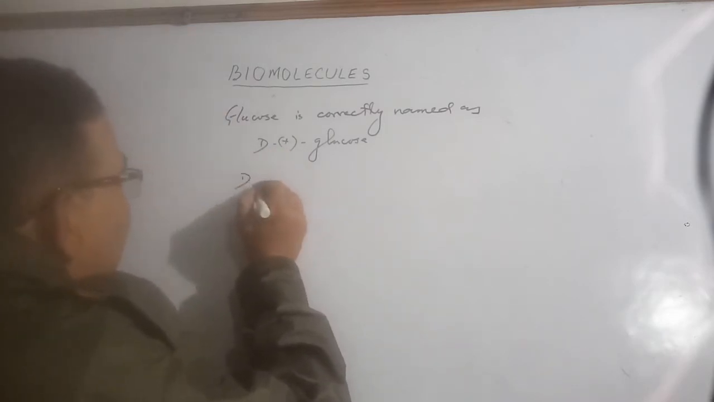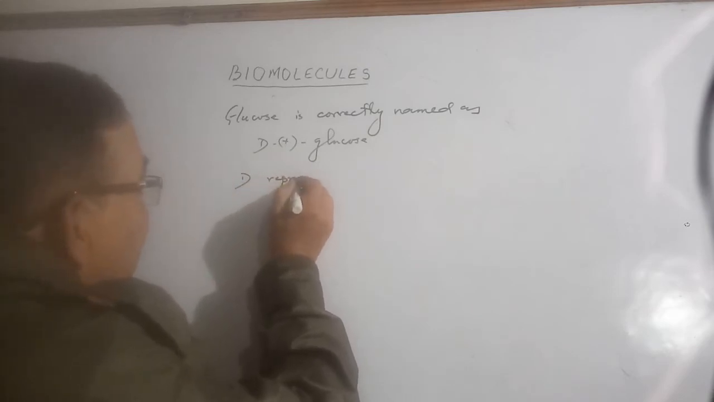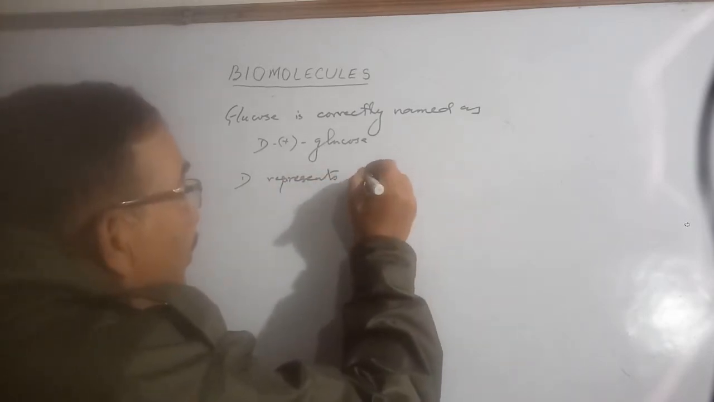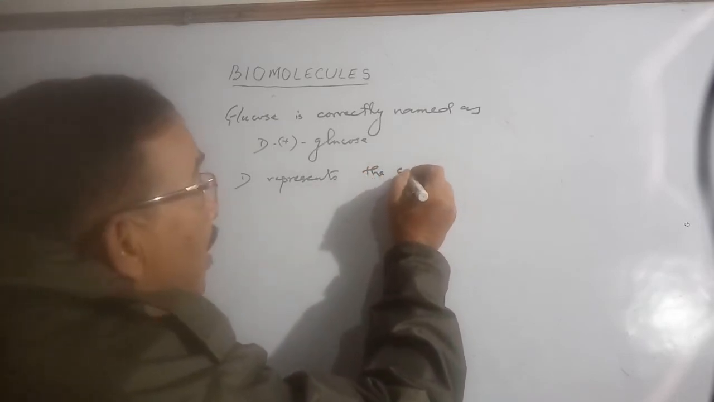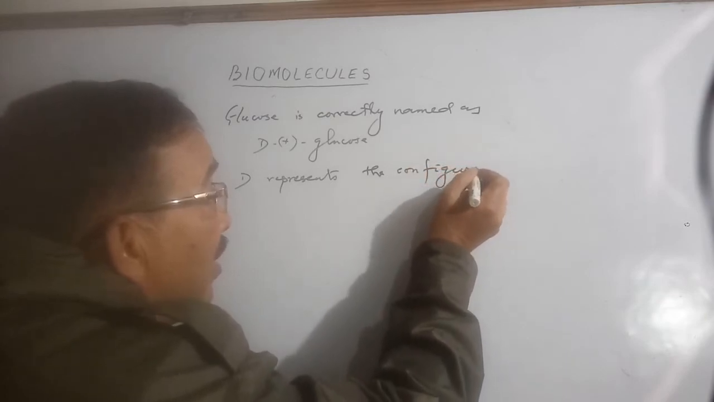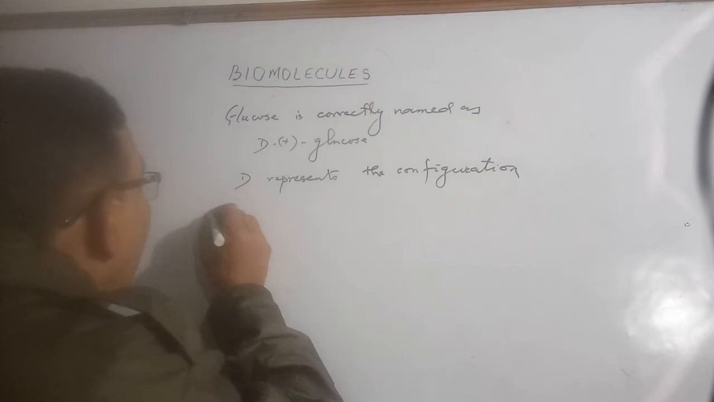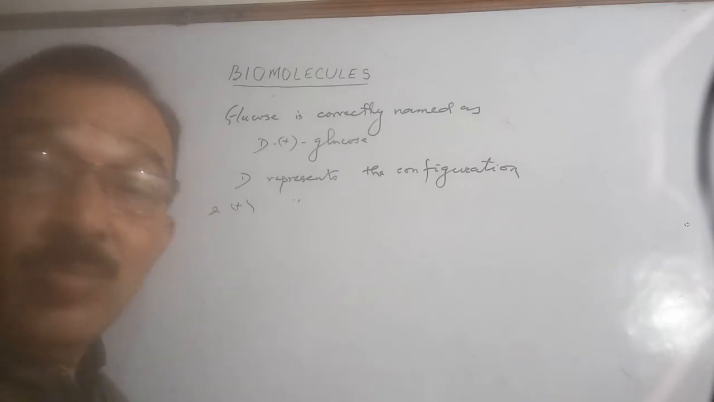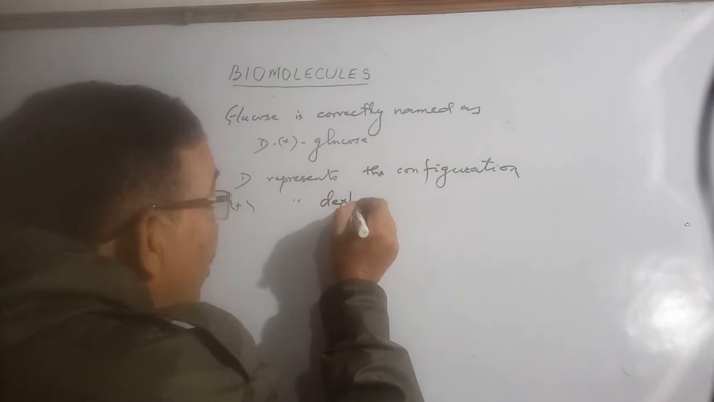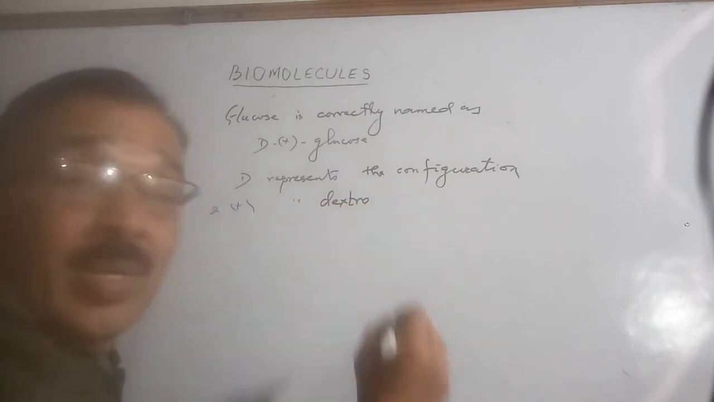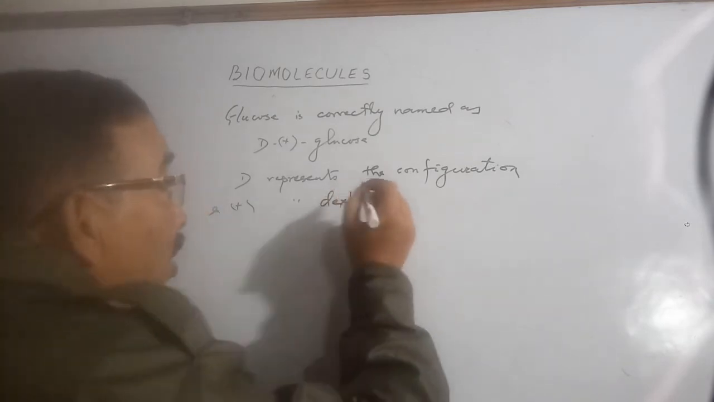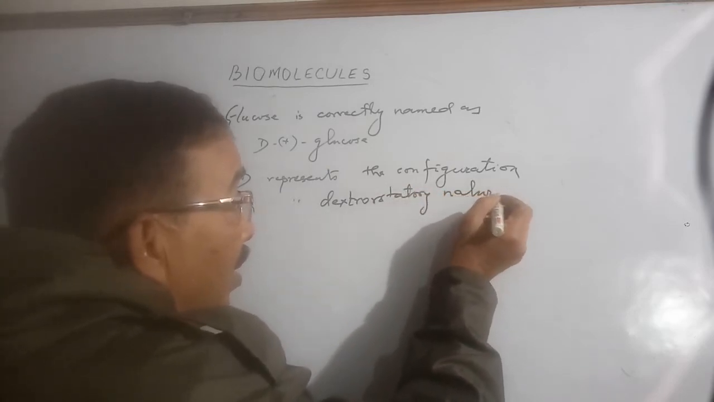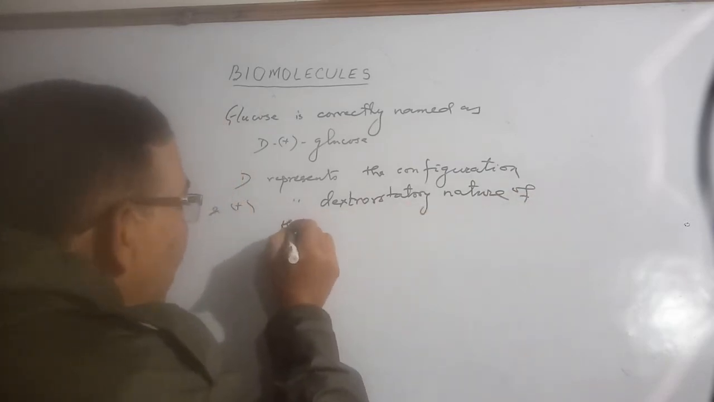where D represents the configuration and plus represents the dextro-rotatory nature of the molecule.